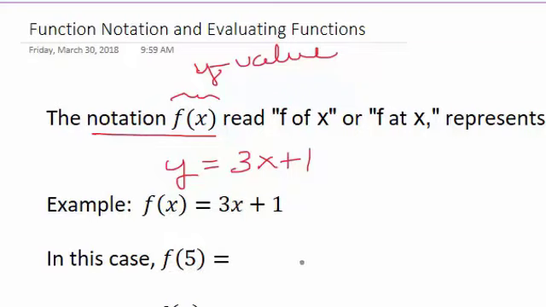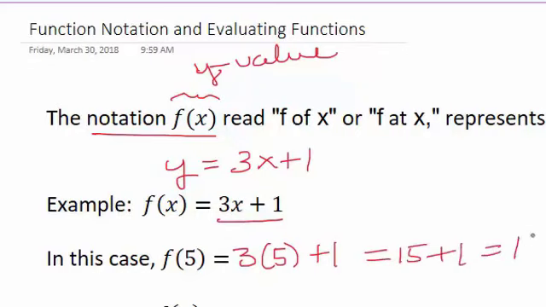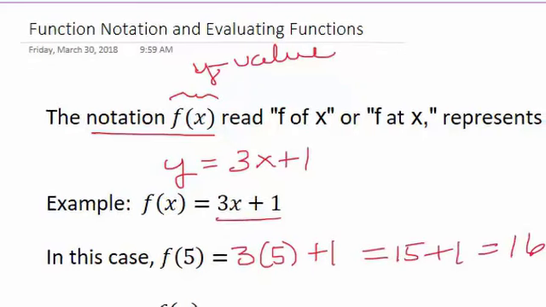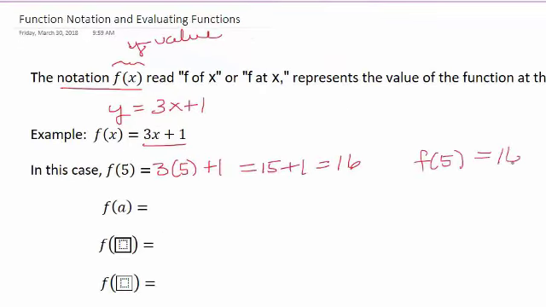What does that mean? That means that we're plugging 5 into the expression 3x plus 1. So 3 times 5 plus 1, which gives us 15 plus 1, which is 16. So you could say f of 5 is 16. This is another way of saying that when x is 5, y turns out to be 16. So if we were to graph this, we would have the point (5, 16) on our graph.